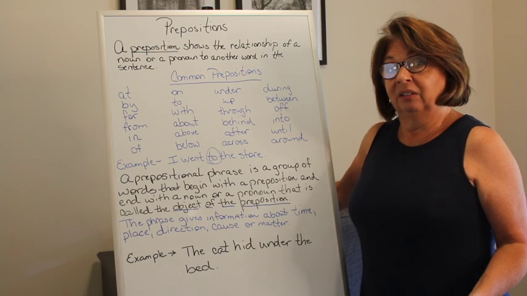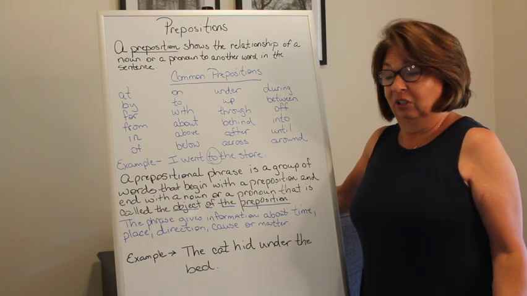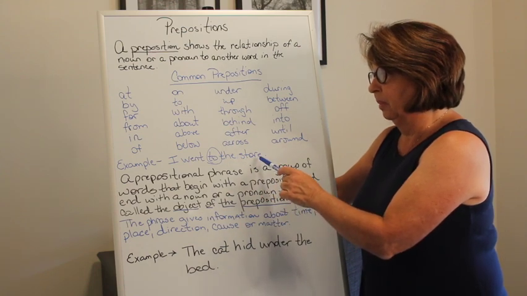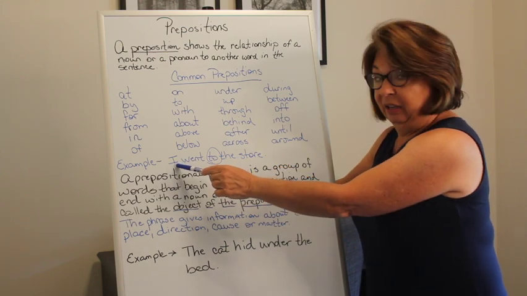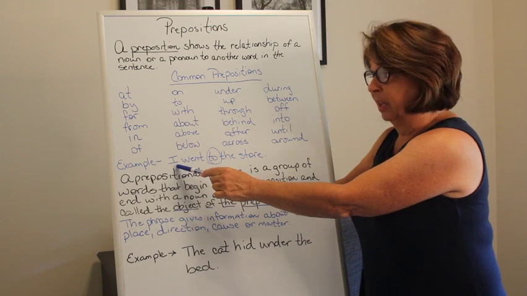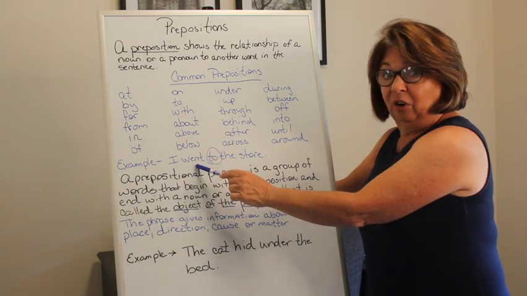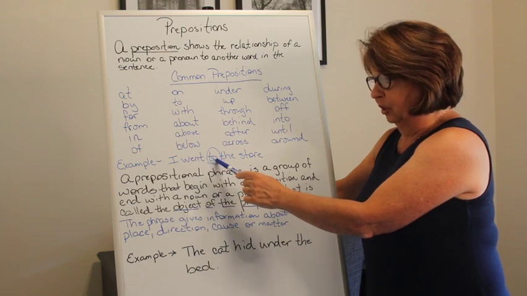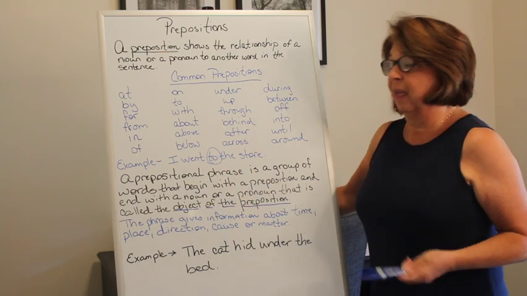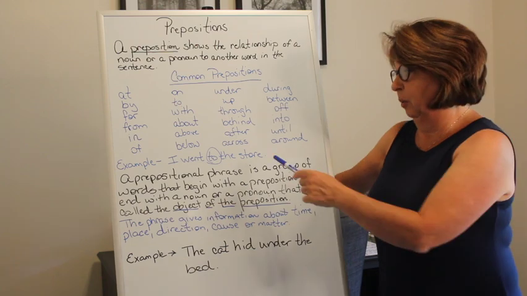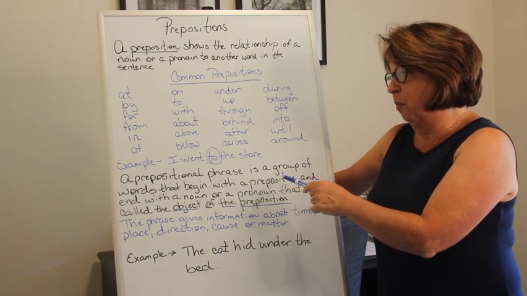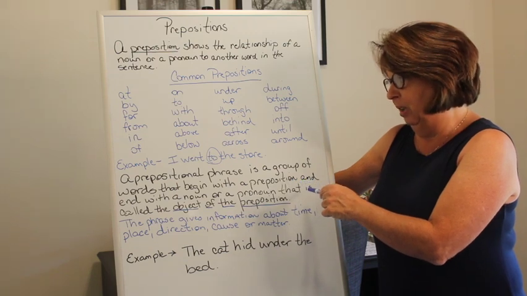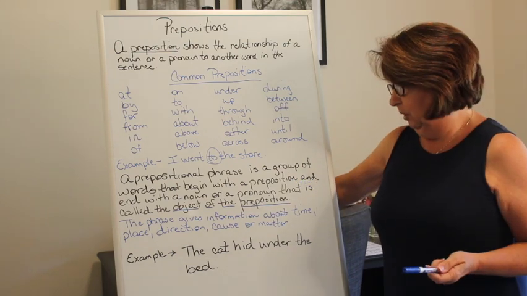All right, let's look at an example of finding the preposition in a sentence. I went to the store. In this sentence, we know that I is the subject because it's who or what the sentence is about. Went is the verb, it's an action, something you can do. And to is the preposition. Okay? Now, a little bit more detailed. The prepositional phrase is a group of words that begin with a preposition and end with a noun or a pronoun. That's called the object of the preposition.